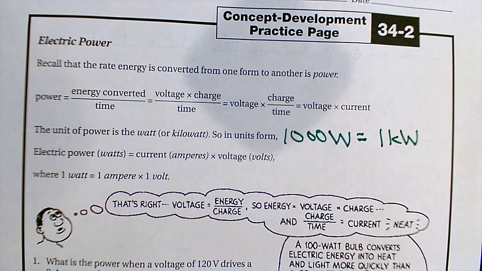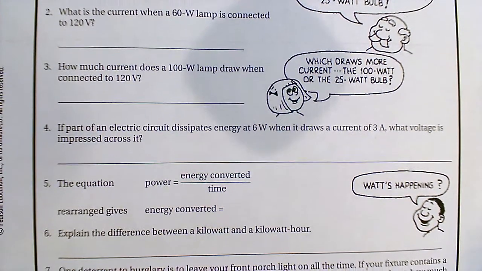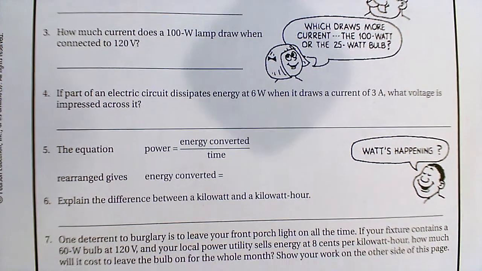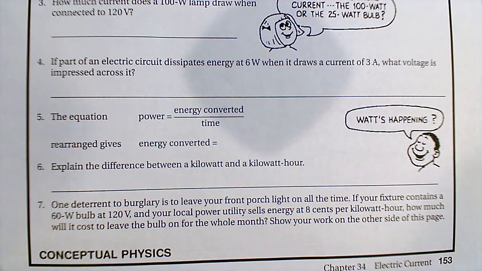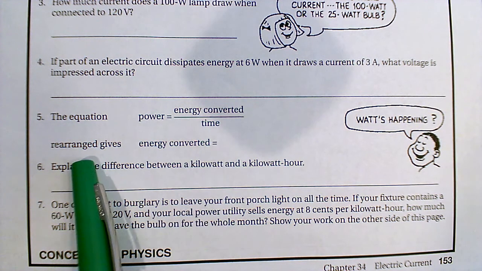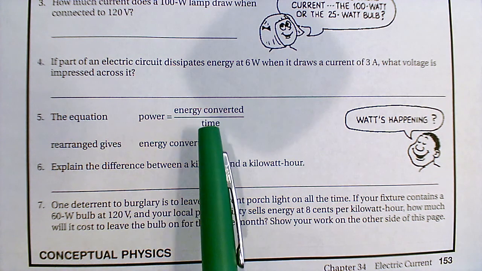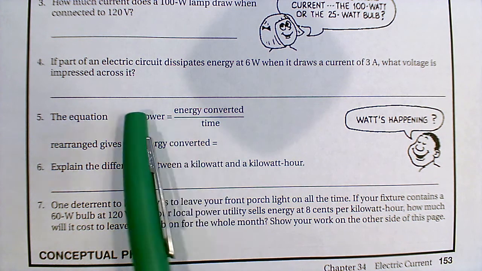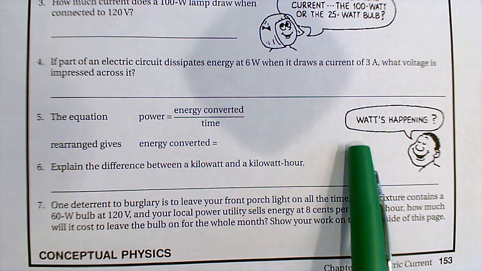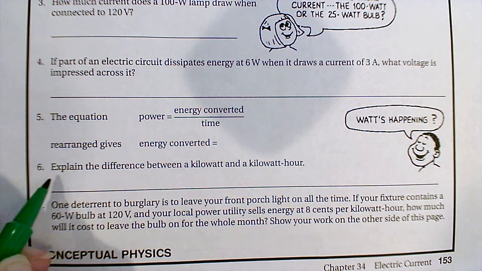All right. So I do think that 1, 2, 3, 4 you're going to have no problem with, given those equations. Just pay attention to your units. We're going to talk about 5, 6, and 7 a little bit. So the equation power equals energy converted divided by time. They just want you to rearrange this equation. If I wanted to rearrange this so that energy converted was by itself, what would I do with power and time? Divide, multiply, whatever, and that's what you will write right here. I'm going to talk about 6 and 7 a little more in depth. So explain the difference between a kilowatt and a kilowatt hour.